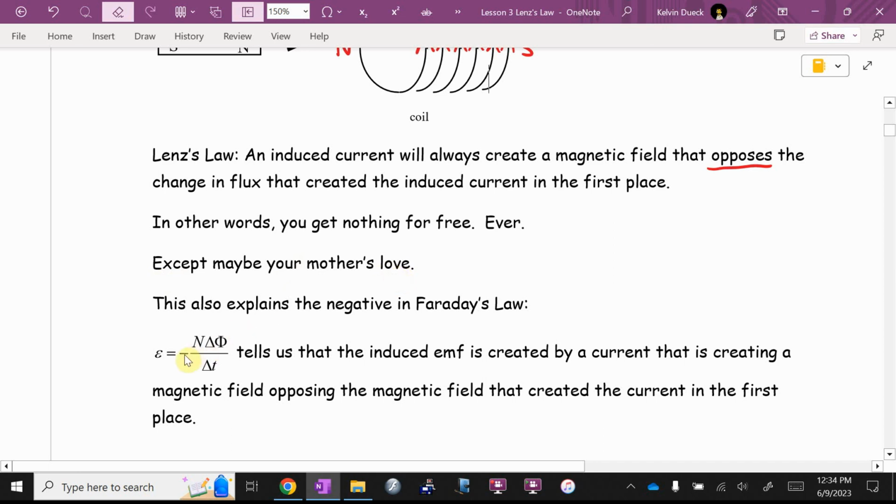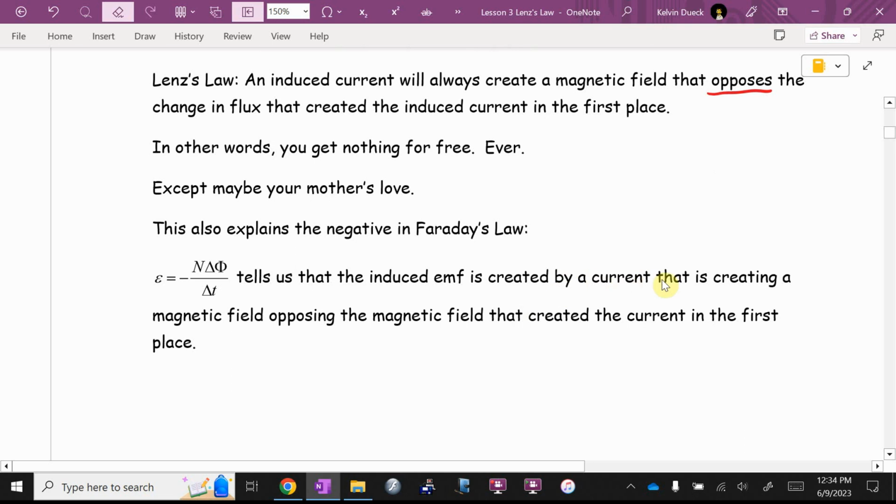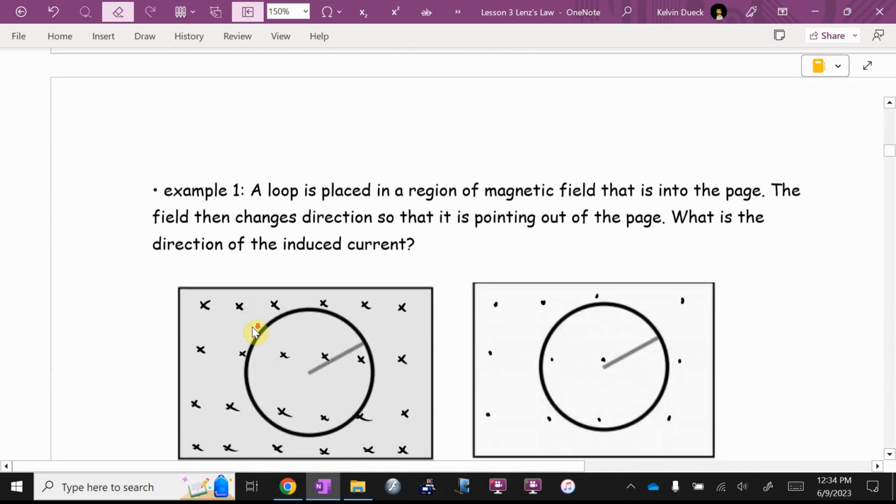This explains the negative in Faraday's law. Faraday's law, with the negative, tells us that the induced EMF, the induced voltage, is going to be created by a current that's creating a magnetic field opposing the magnetic field that created the current in the first place. Let's look at a few.